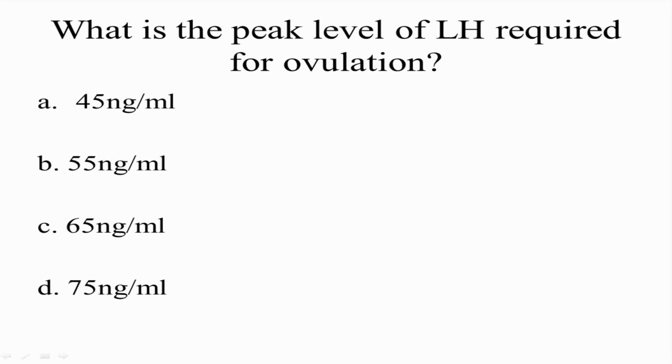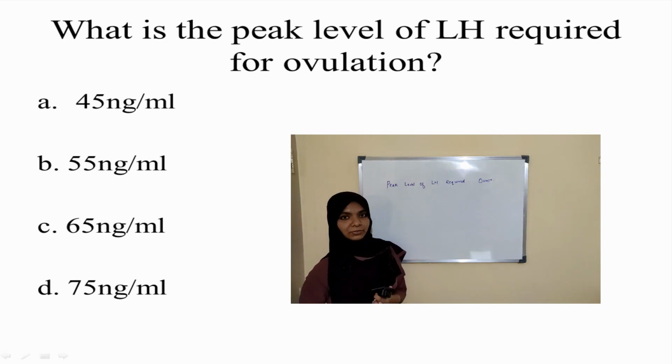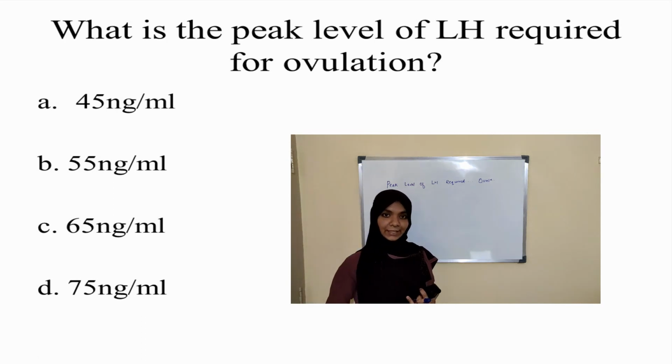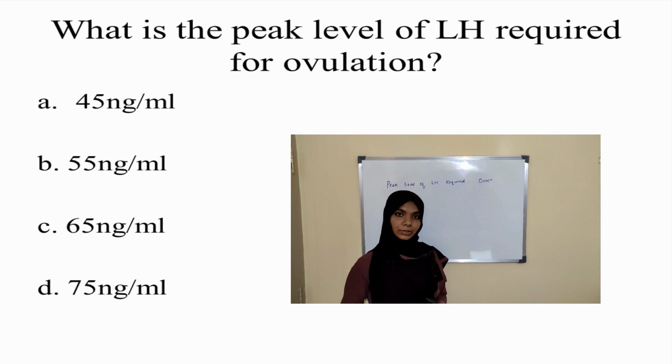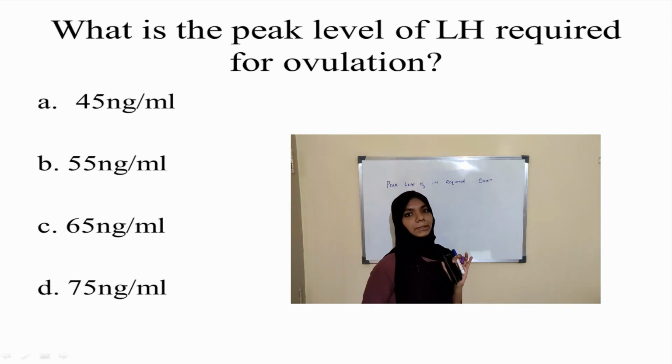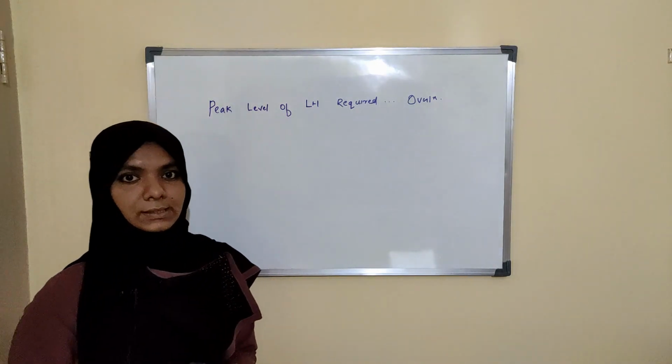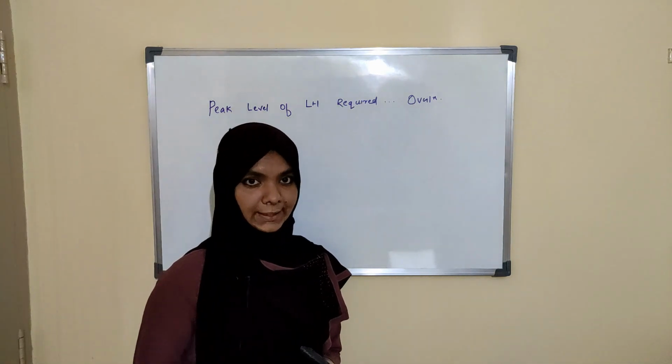Today in this episode of Competitor, we'll begin with OBG questions from AIAPGET 2019. Okay, so let's begin. First question: what is the peak level of LH required for ovulation? The options are 45 nanogram per ml, 55 nanogram per ml, 65 nanogram per ml and 75 nanogram per ml. So what could be the possible answer? The answer will come later.